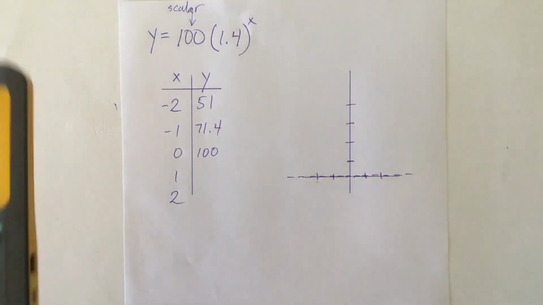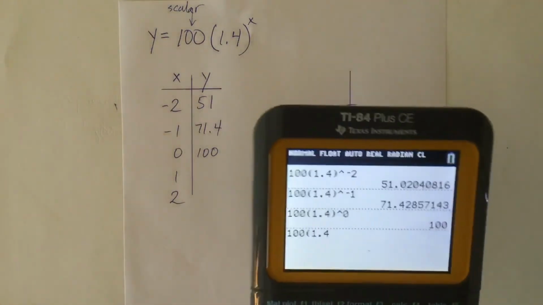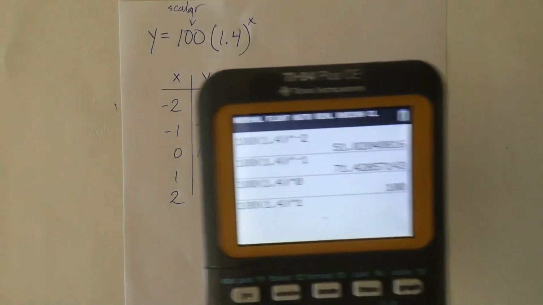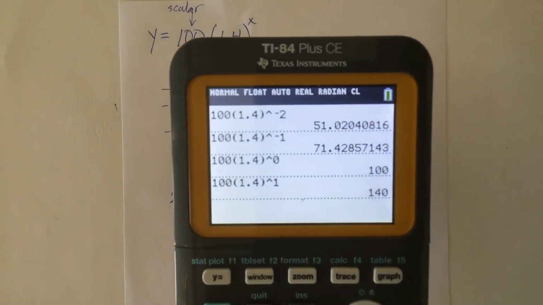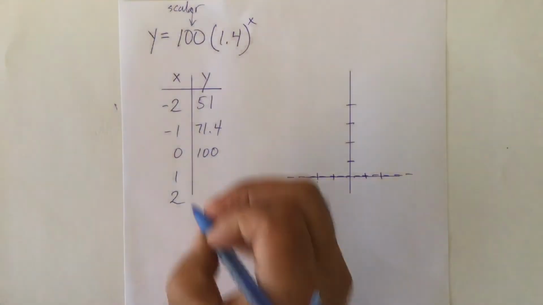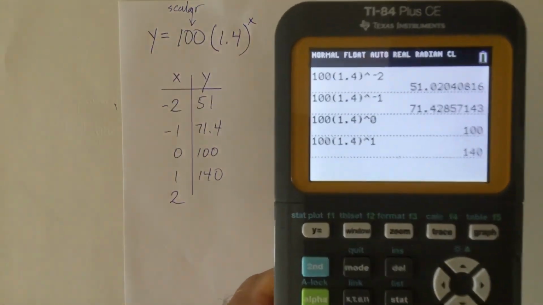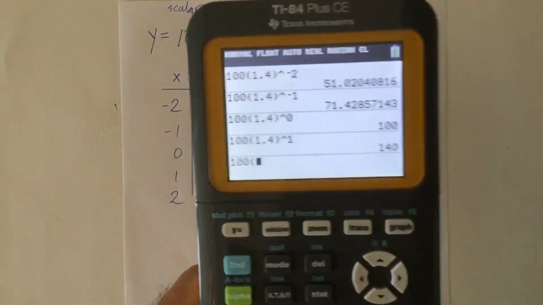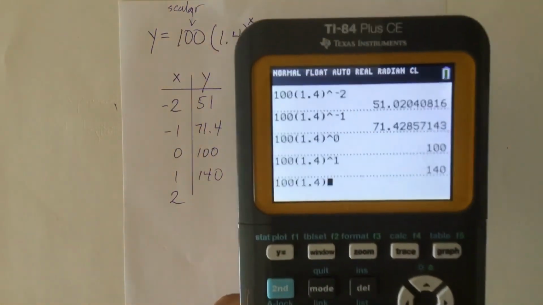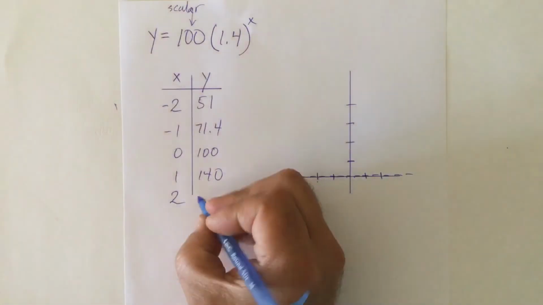And then I'm going to do 100 parentheses 1.4 to the power of 1. I don't even have to do to the power of 1 because it's the same as 100 times 1.4, which gives me 140. And then let's see what our last chunk of the puzzle is. 100 parentheses 1.4 to the power of 2, and I get out 196. I'm just going to write it down.